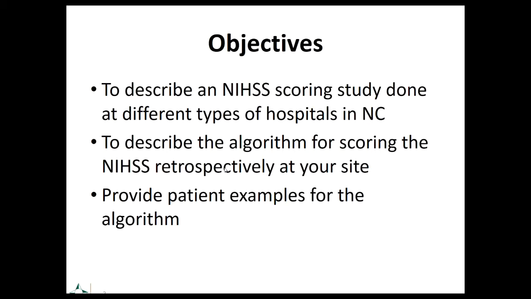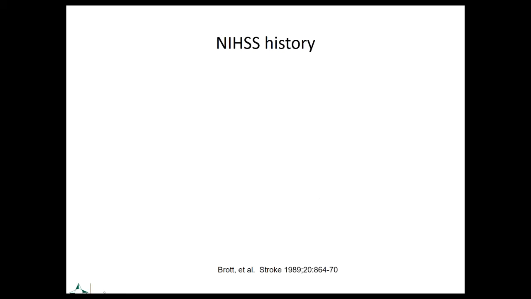So the objectives are to describe how the NIH stroke scale scoring was done at a number of different hospitals in North Carolina. And I'll show you what we did in that particular study, which was done at Duke. And then I'll describe the algorithm in detail for how to score the NIH stroke scale retrospectively. And then I'll give you some patient examples and run through the algorithm 3 times so that you can get a feel for how this algorithm works for somebody with a very mild stroke, a medium-sized stroke, or a large stroke.